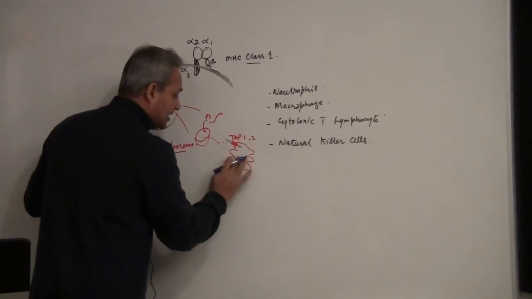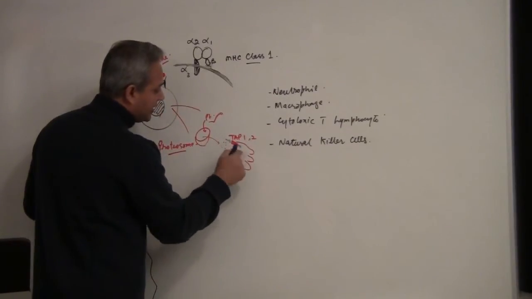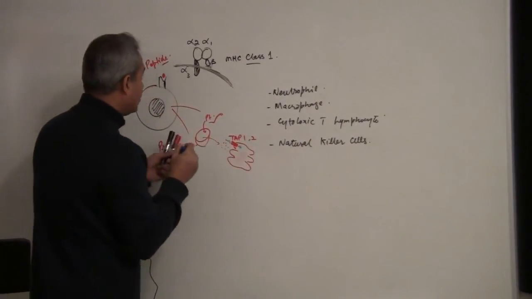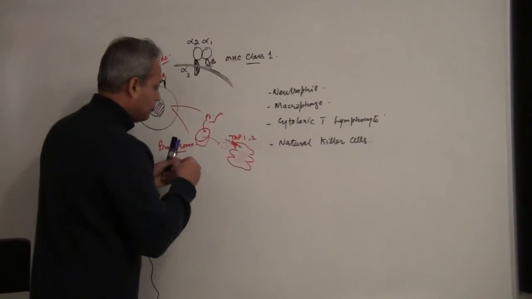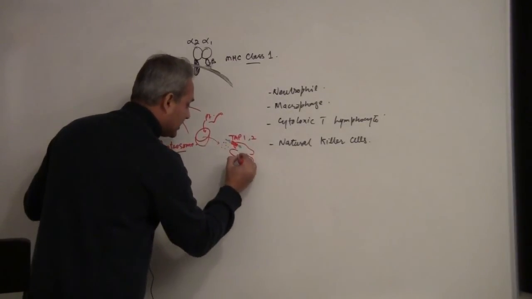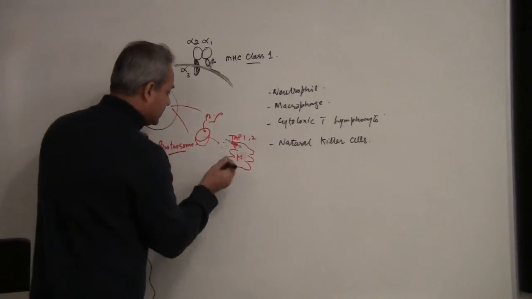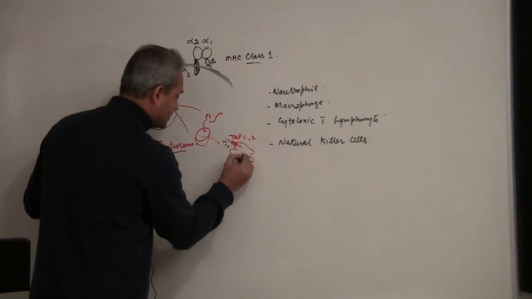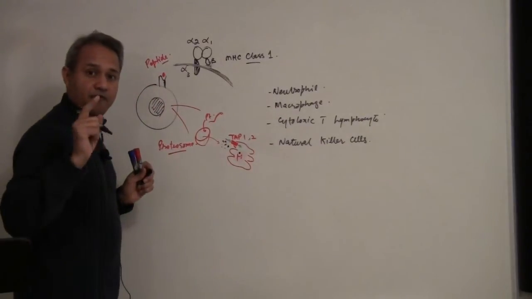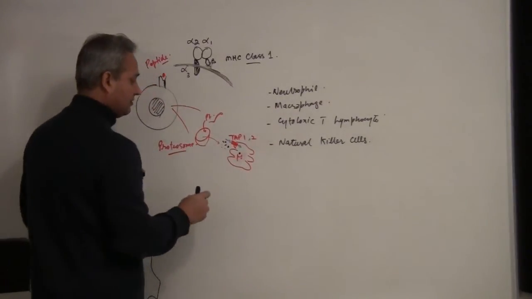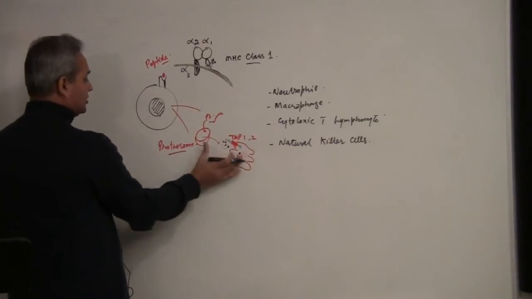Once inside, these protein fragments are loaded onto the MHC molecule. So if I make a little tiny MHC molecule here, these protein fragments will be loaded here. Once the protein fragment is loaded into MHC1, that MHC1, so this all is happening here, right?